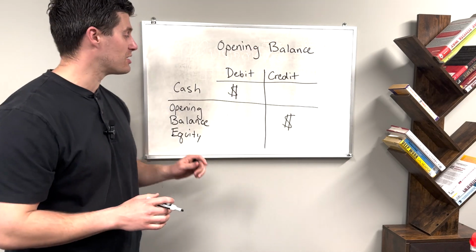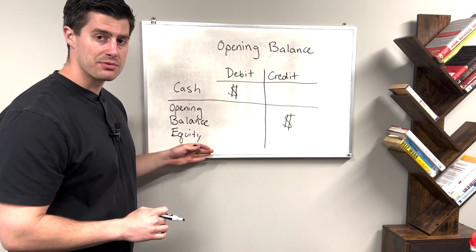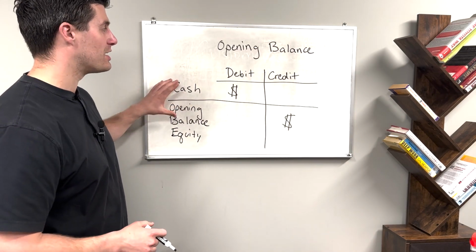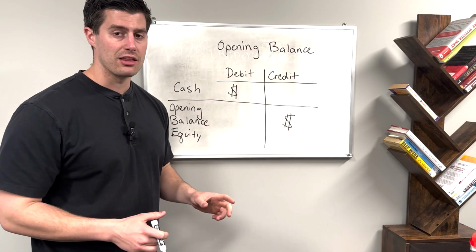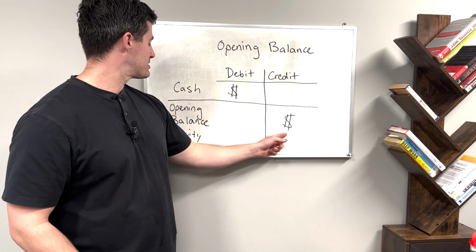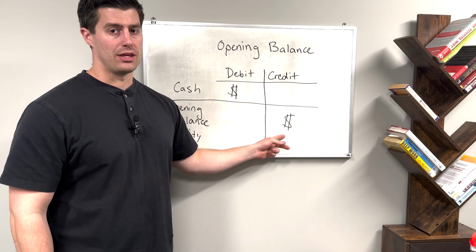So if you look at this, it's not going to affect the income statement or the profit and loss. This is only going to affect the balance sheet. So if you've only done this journal entry, if you look at the balance sheet, you're going to have a balance in the cash account and a balance in the opening balance equity account.